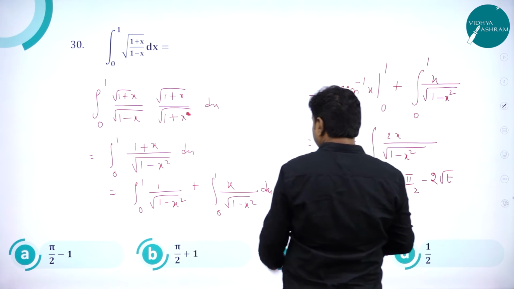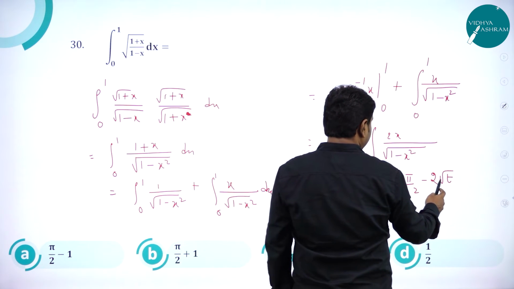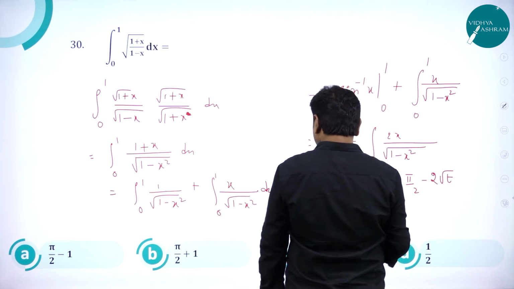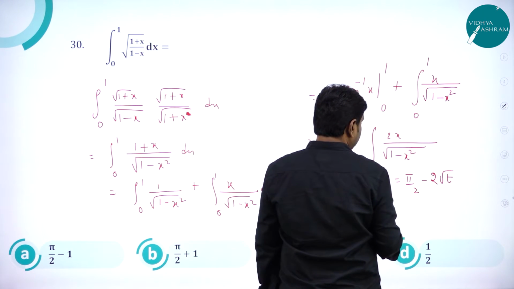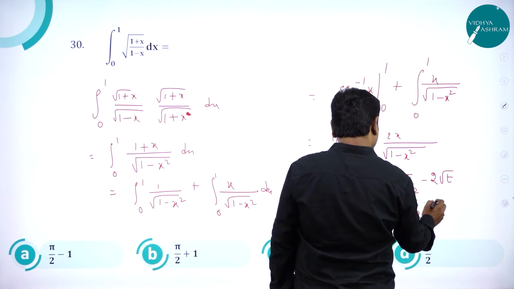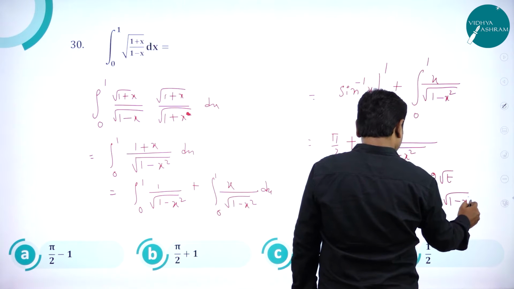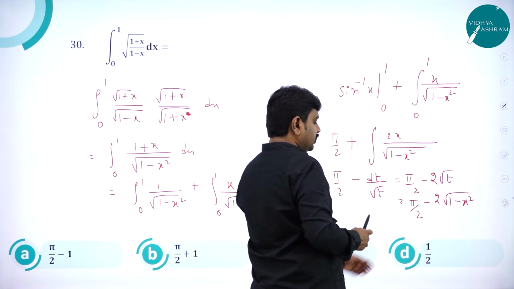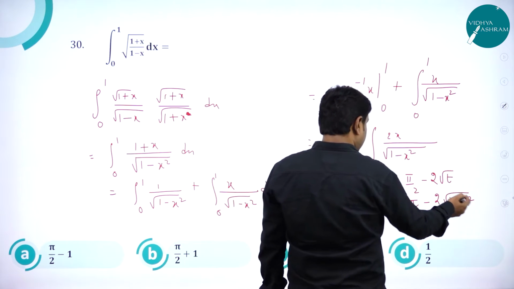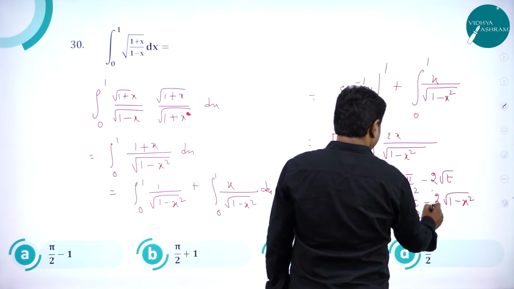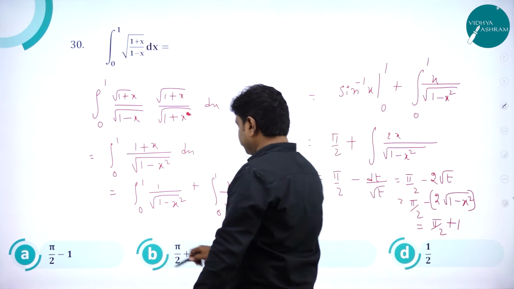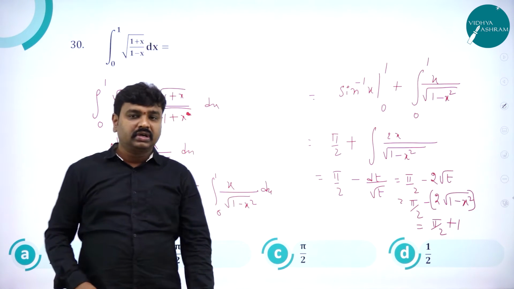Apply upper limit minus lower limit. When upper limit minus lower limit is applied, t becomes 1, 1 minus 0 is 1. So simplify this further. 1 minus x square, so substitute this. Upper limit 1 minus 1 is 0, lower limit minus 1, minus of minus becomes plus. Upper limit minus lower limit gives pi by 2 plus 1. This is the concept. I hope all of you got this.